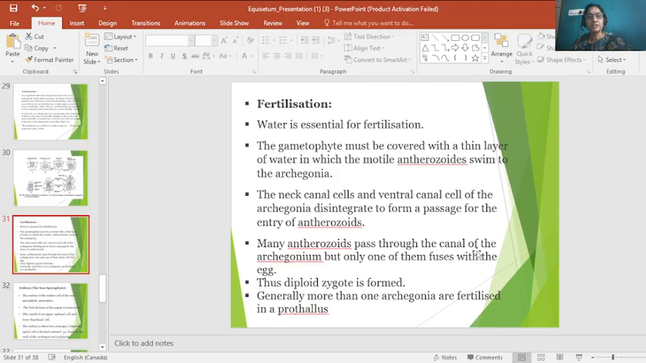For fertilization, water is essential. The gametophyte is covered with a thin layer of water in which the antherozoids swim to the archegonia. The neck canal cell and the venter canal cell of the archegonia disintegrate to form a passage for the entry of antherozoids. Many antherozoids pass through the neck canal of the archegonium. Only one of them fuses with the egg. A diploid zygote is formed, and more than one archegonium is fertilized in a prothallus.